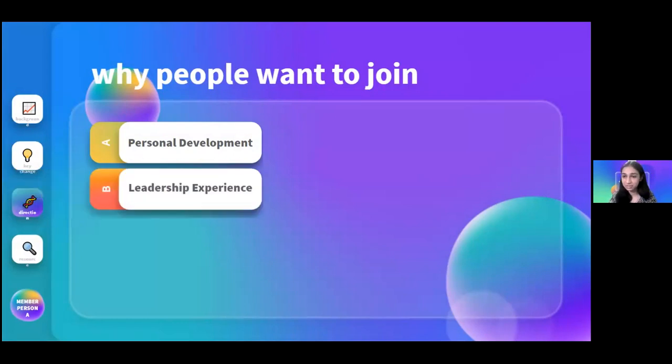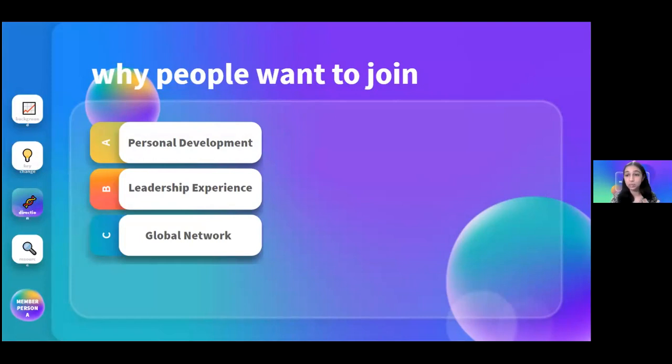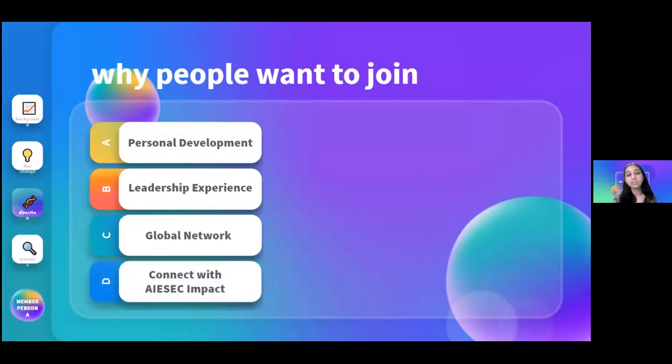Second was leadership experience. A lot of people wrote leadership and experience and combined that. They have leadership experience. Third was global network, understanding how we get to interact with the internationals. And fourth one was the impact that ISEC creates on a global level, right? And now these 4 reasons why people want to join, because these are so prominent.